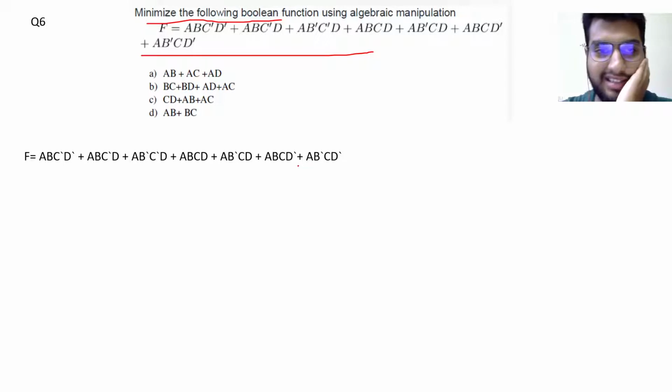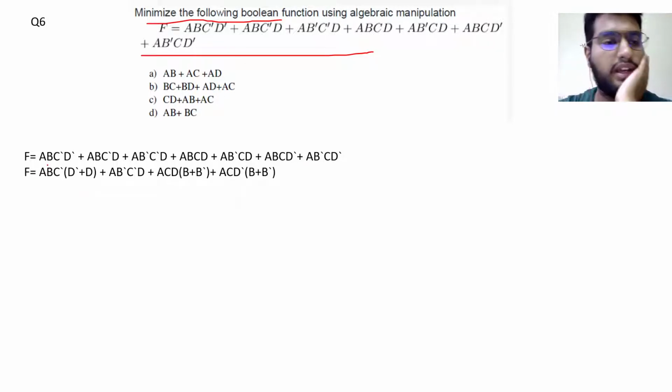So I'm just again saying this plus and plus. Mind it, this is the OR operation. So now what we do is we take out the common terms. We take out this common term a b c complement, and we have this b plus d bar in brackets. Then we write this a b complement c complement d, and then we take out this a c d common, and we have this b plus b complement here, and then we take out this a c d complement common, and we have this b plus d complement.